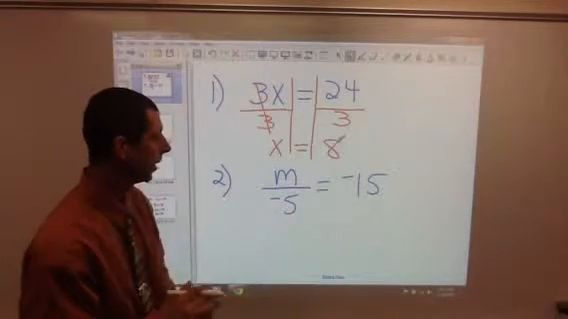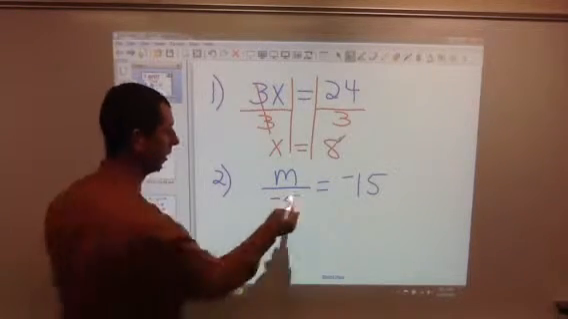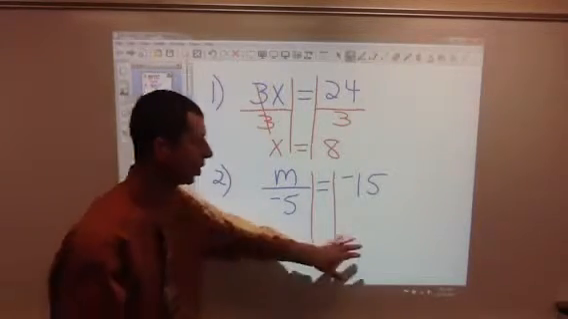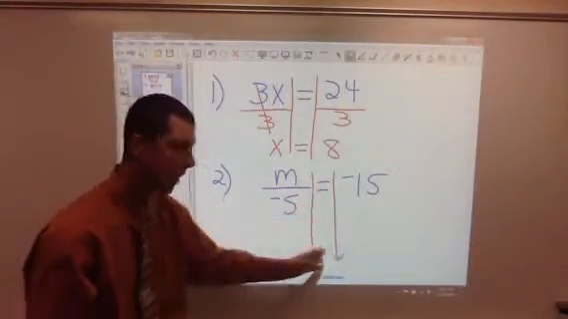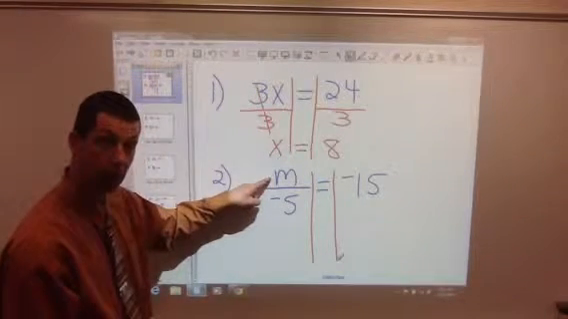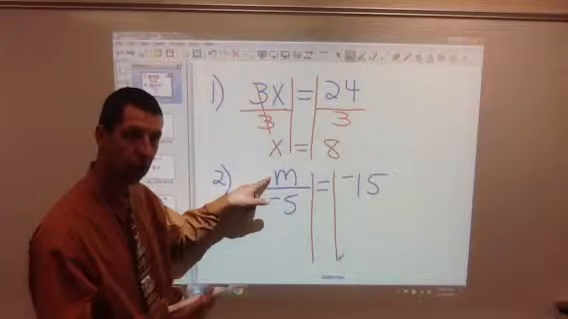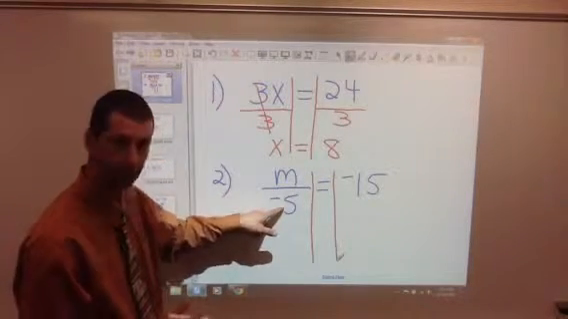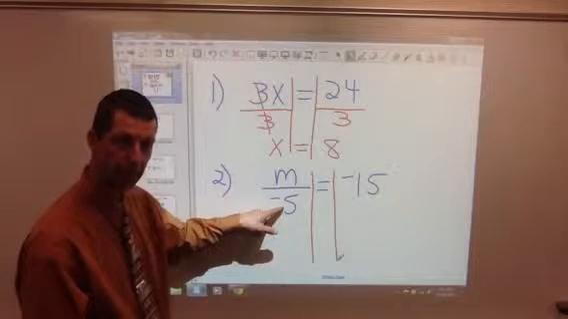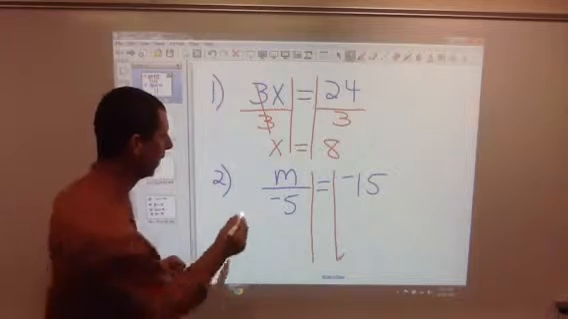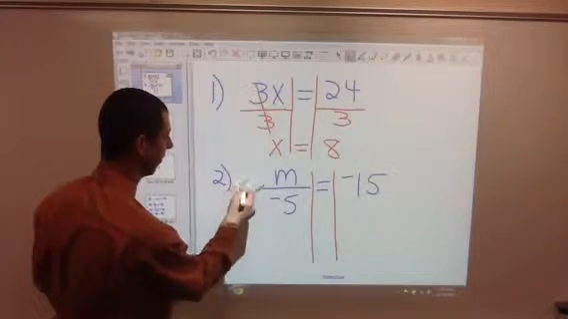Okay, let's take a look at this one. This one's a little different look. First step is the same. We separate the equation into 2 sides. Remember, the equal sign is what separates the equation. We find our variable, which is m. Ask yourself, what is being done to m? M is being divided by -5. The opposite operation is to multiply by -5. That will get rid of this -5. So show it just like this.